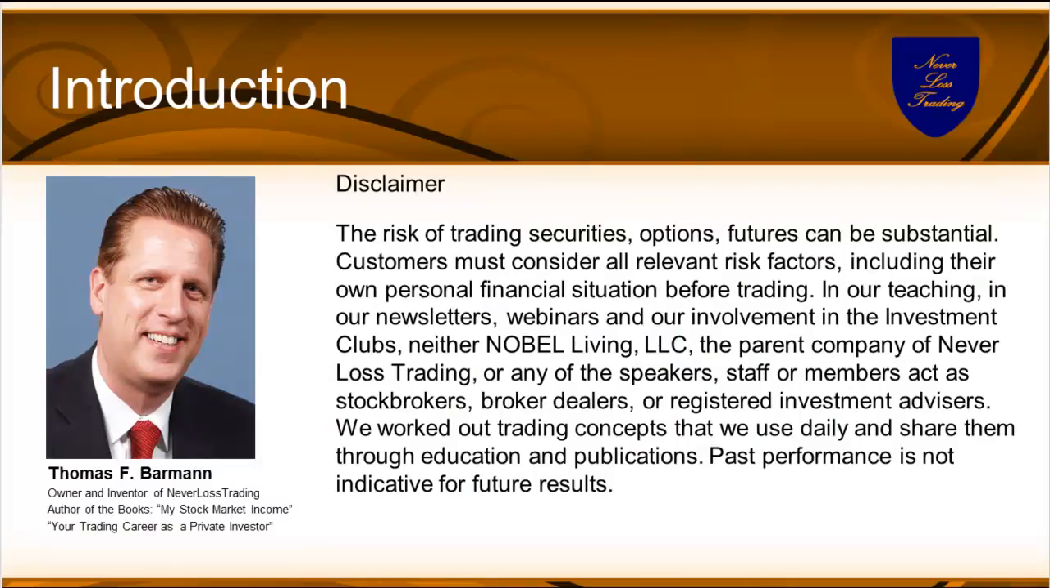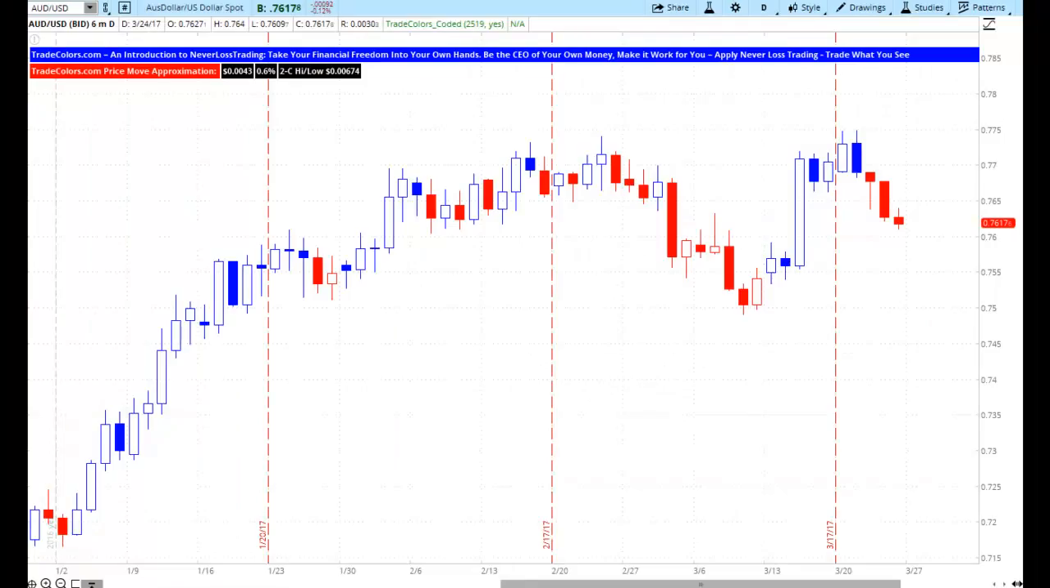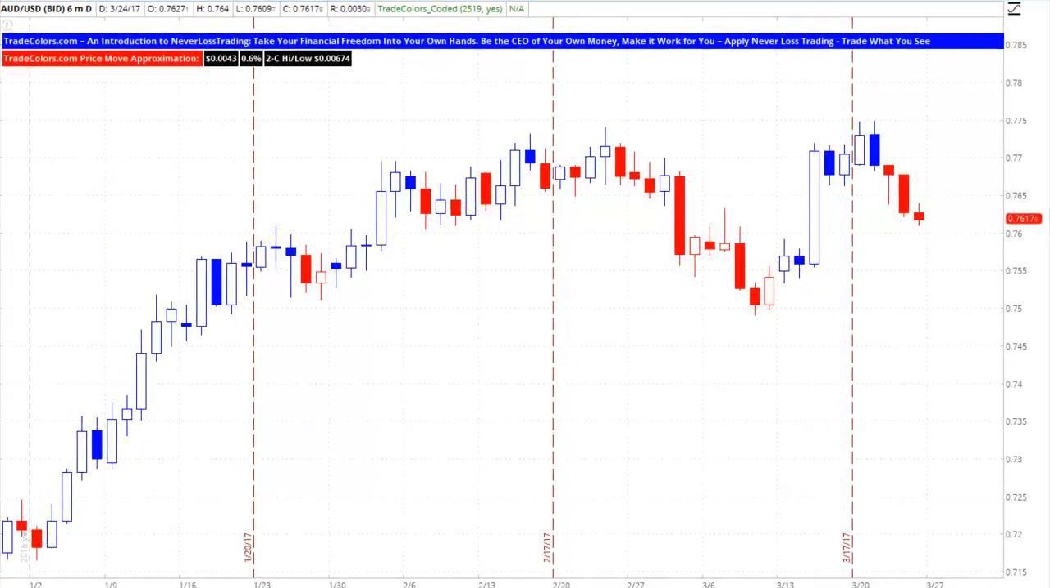My name is Thomas Baumann. I'm your presenter today, and I want to make you aware of the risk of trading. What you see here on the chart is the Australian dollar, US dollar Forex pair.